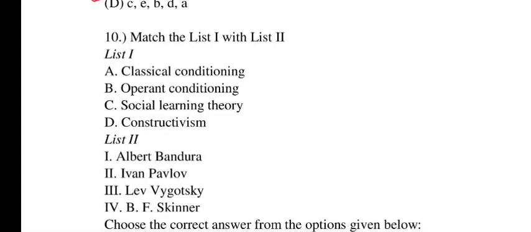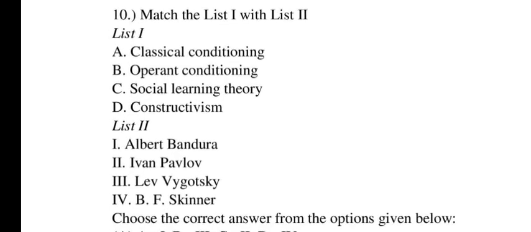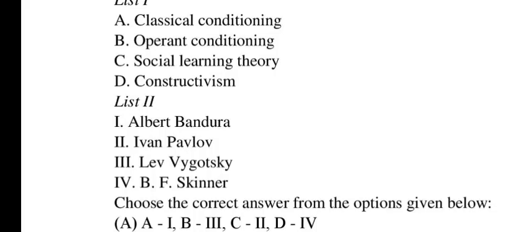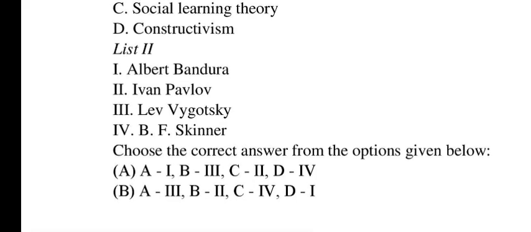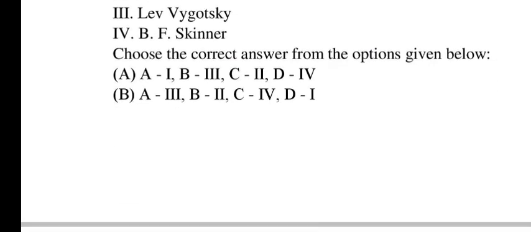Match, number 10 question, match list 1 with list 2. In list 1 we have A, classical conditioning. B, operant conditioning. C, social learning theory. D, constructivism. List 2 says 1, Albert Bandura. 2, Ivan Pavlov. 3, Lev Vygotsky. This is how I pronounce, I might be wrong. 4, B.F. Skinner. Choose the correct answer from the options given below.